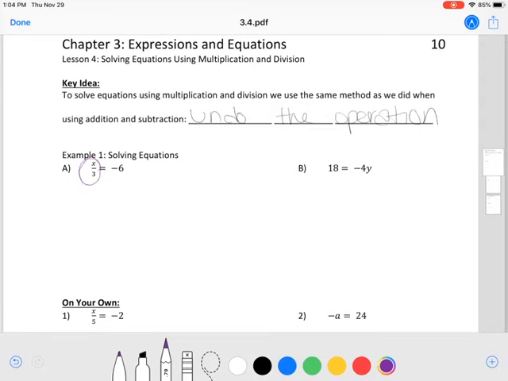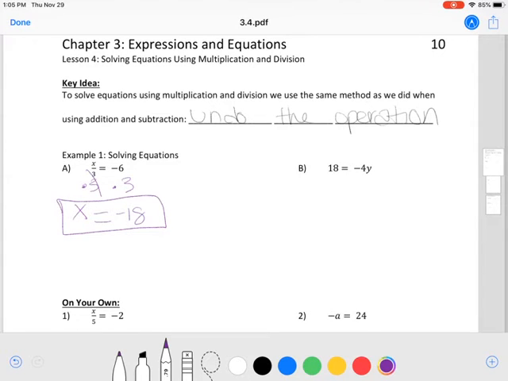So the operation that we're currently using is division, and to undo that operation of division, to do the opposite, we need to multiply. So we're going to multiply by 3 on both sides. I'm going to use that little dot that I always do. Multiply 3 to both sides of the equation. So those 3s cancel out, and I'm left with x on this side. x equals negative 6 times 3, which is negative 18.